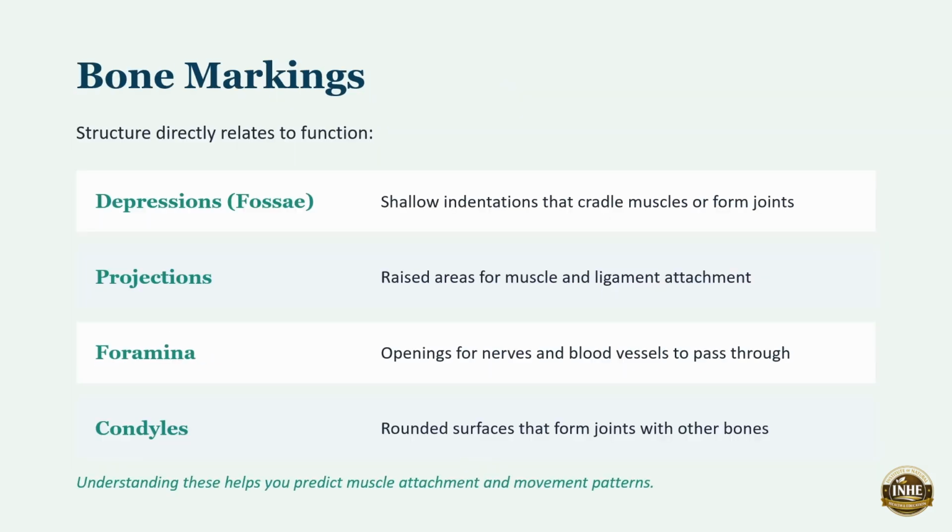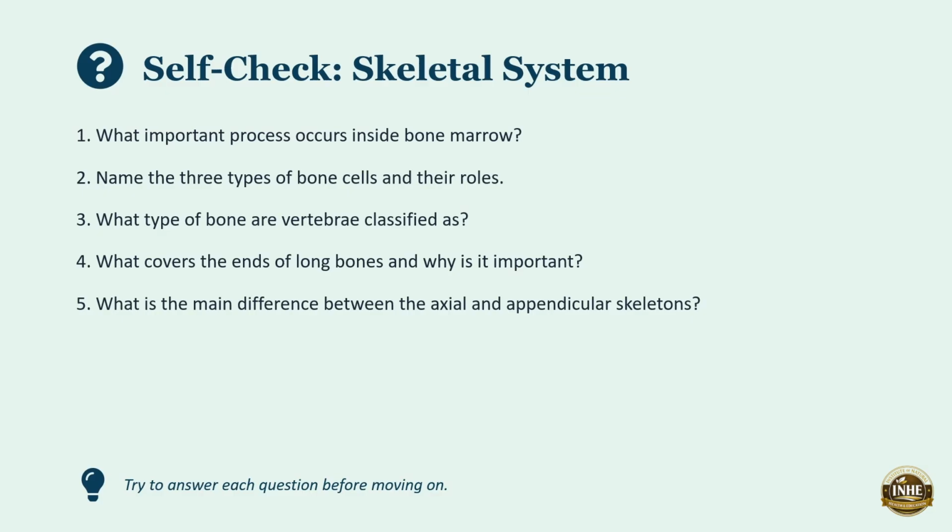Bone markings, such as depressions and projections, are also important. These features are not random. They serve as attachment points for muscles and help form joints. Understanding this helps you see how structure directly relates to function.